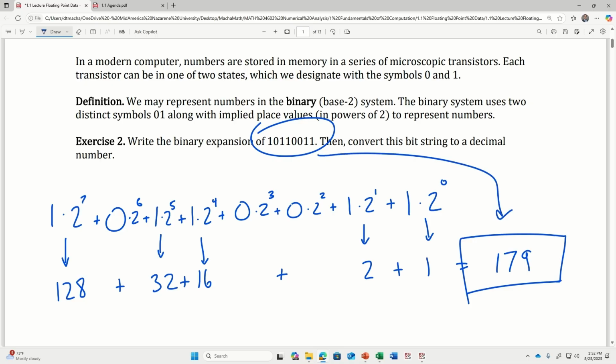Y'all have done this before, probably, right? Computer science people? Y'all have seen this before? Not here. I don't remember. Okay.